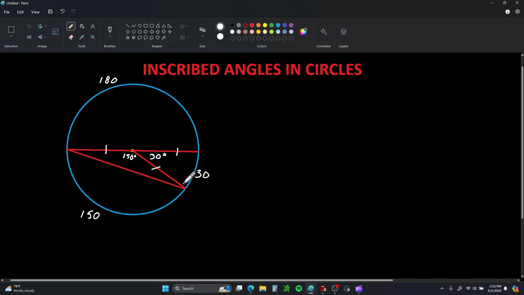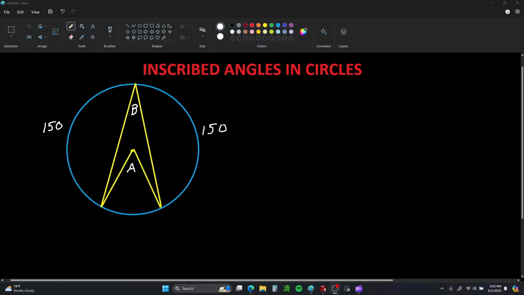So since this part is 30 as a result of this angle, then this inscribed angle going from here to here, using this as the diameter and this as a chord, must be 50% of this, so that makes this 15 degrees. And this one over here must also be 15 degrees.